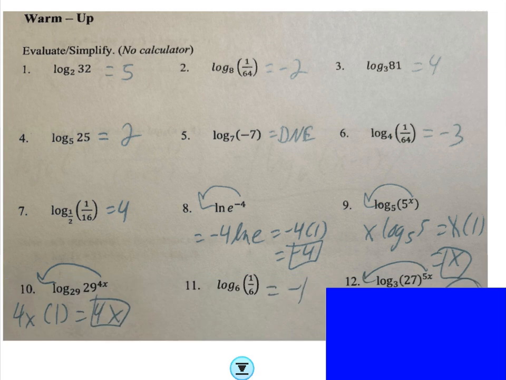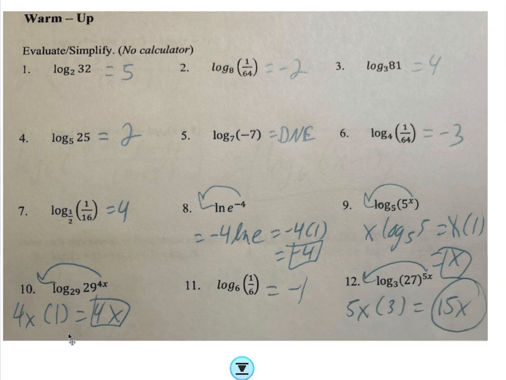Okay, and then the last section here for what's on this page for me, number 10. Again, I expanded, moving the 4x to the front. Log base 29 of 29 is 1, or again, you can cancel those and get 4x, but 4x times 1 is 4x. Here, log base 6 of 1 over 6, because it's a 1 over, that's why it's negative. And then 6 to the first power is 6, so this is negative 1.